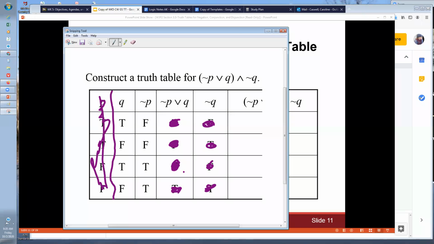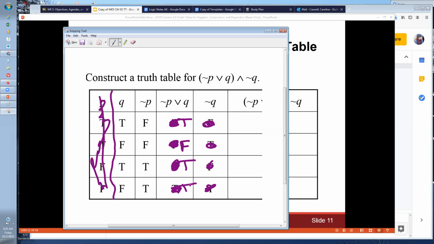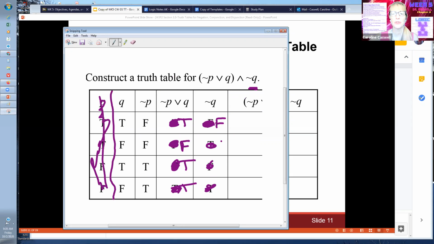False, false, false. Yeah, the false, false is the only one we care about. Everything else is true. So it's just a matter of looking that up in your notes, finding that solution. Then it says, well, now we need not Q because we need it for over here. So I'm just going to do the opposite of Q.